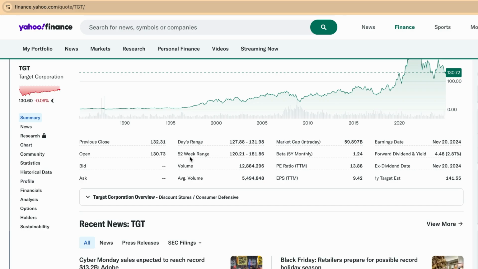And then this is also your 52-week range. So the stock price was between 120 to $181 within the last 52 weeks. So at one point it was as high as 181.